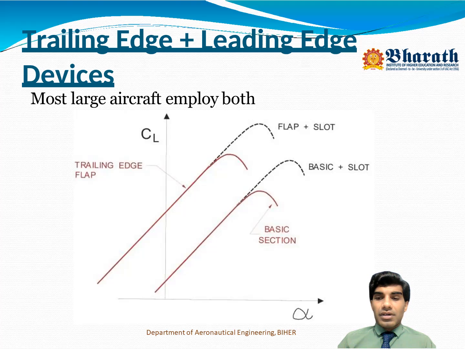You can see the graph between coefficient of lift and angle of attack. The first curve downwards is the basic section, where the angle of attack and the coefficient of lift value were less. As you move on to the basic plus slot, the angle of attack value also increases, and the coefficient of lift value also increases. And if you go further to the flap plus slot, there also you are getting higher angle of attack and coefficient of lift values. So based on the requirement, the purpose, and the application, they can use either trailing edge, leading edge, or a combination of both.